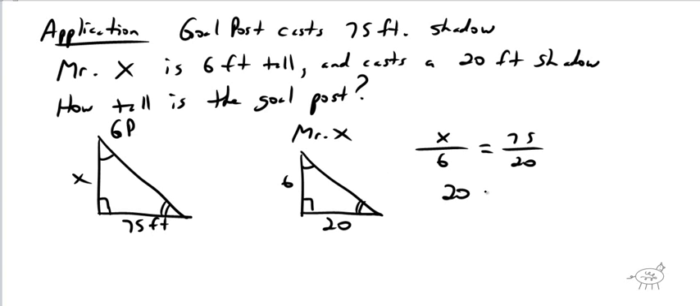I cross multiply, I get 20x equals 450, I believe. Okay, and then divide by 20. So x comes out to be 22.5 feet.